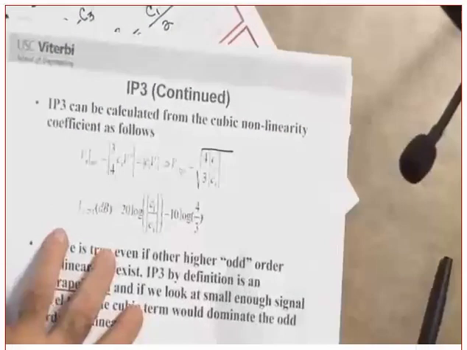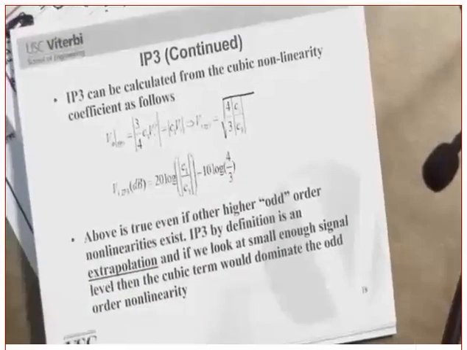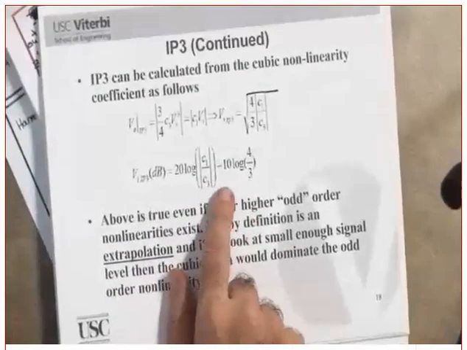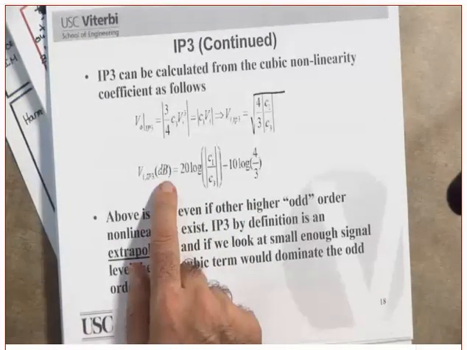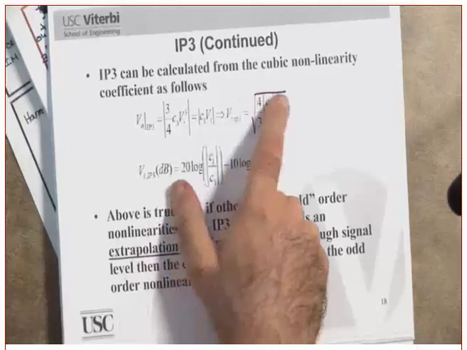Clear? No response. Clear? There is a typo here. Can you show me what is the typo? This is in dB, the voltage in dB. This one should be 10. Do you agree? Why? Because there is a square root here.